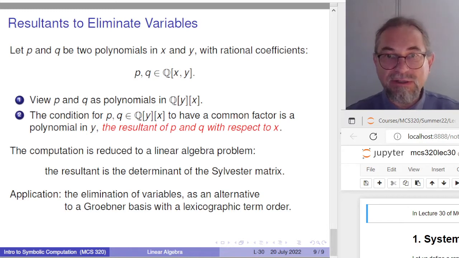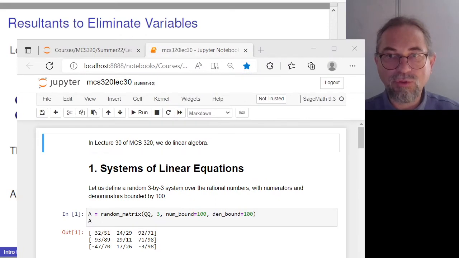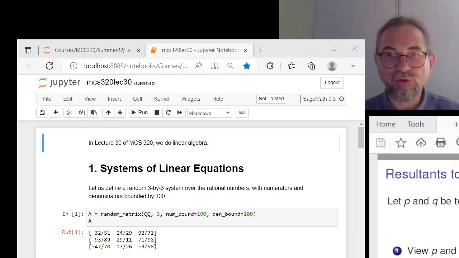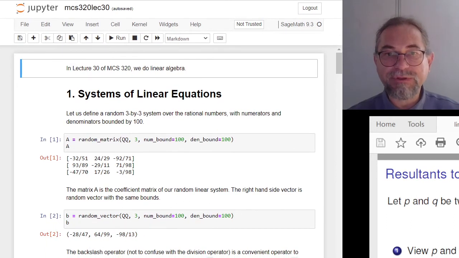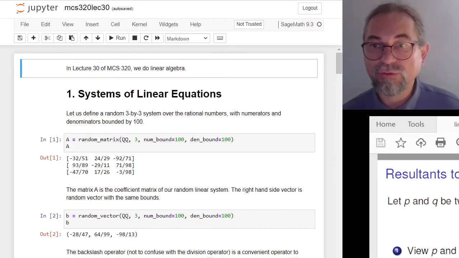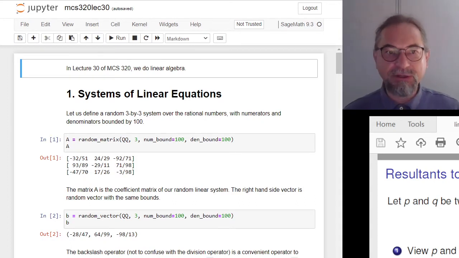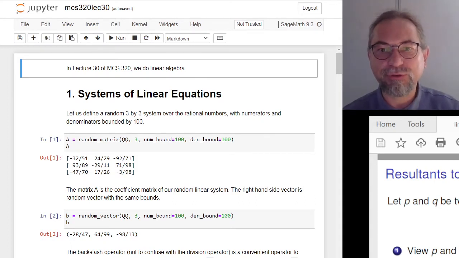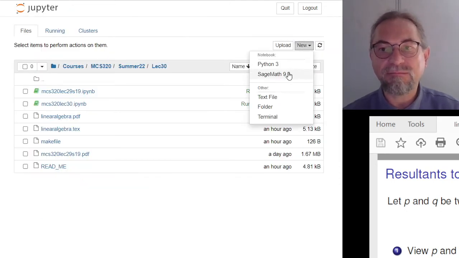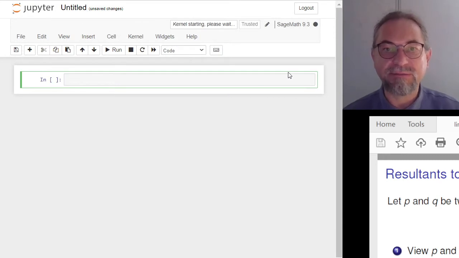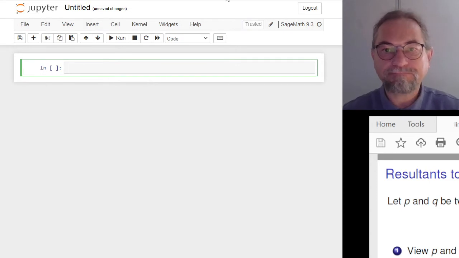Okay, so these are the slides. So let me now pivot away from the slides and go to SageMath. I have a Jupyter notebook prepared. The purpose of this lecture is not to introduce linear algebra from scratch, but to give an overview of the capabilities in a symbolic computing package. So this is already lecture 30.